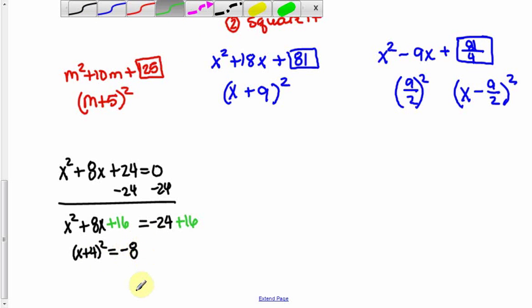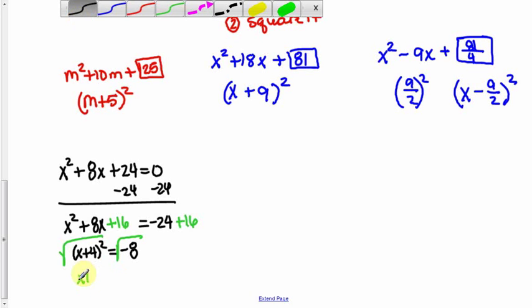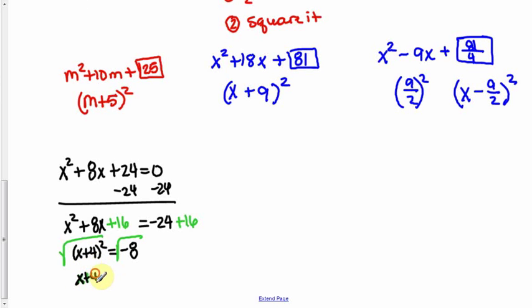Something squared equals a number. What do I do? Take the square root of both sides of the equation, and you're going to get x plus 4 equals plus or minus. If you would like to break 8 down here beside it, I would, just to save some room. It's going to break down into 4 and 2, isn't it? So the square root of 4 is 2. The negative will bring an i out, and you still have the square root of 2 left inside there.